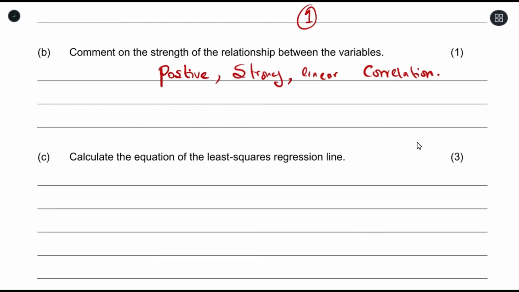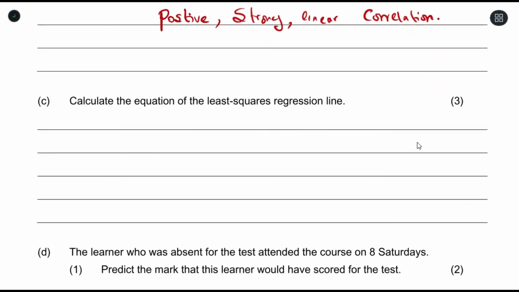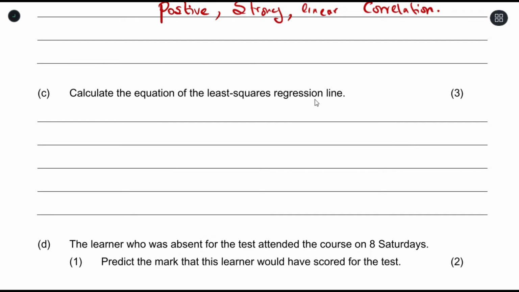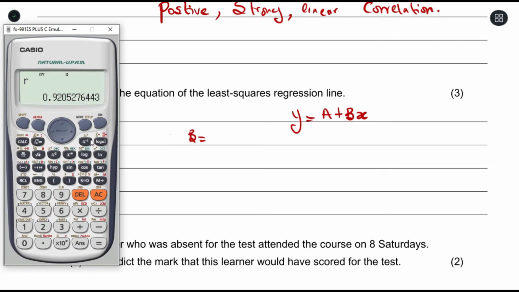Okay, then C asks us to calculate the equation of the least square regression line. Now to find this, the equation of our least square regression line looks like this. Y is equals to A plus Bx. So we need to get what A is, and we also need to get what B is. We're also going to use our calculator. So let's go back to our calculator.